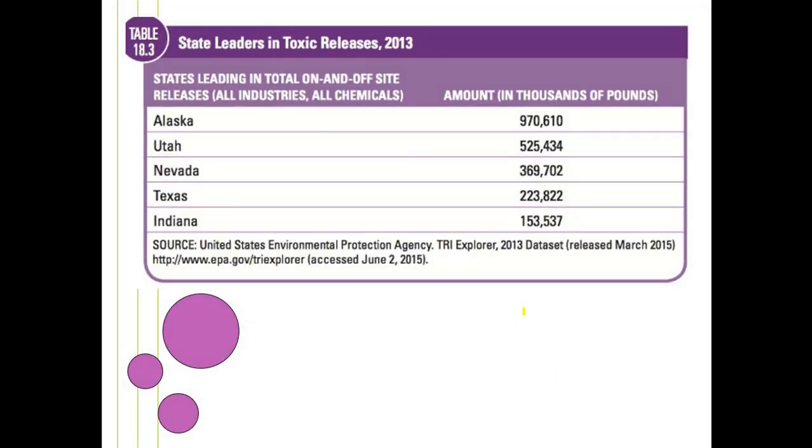As far as the biggest toxic releasers, we see here Alaska, Utah, Nevada, Texas at the top of the list there, as far as states leading in total on and off site release of all industries, all chemicals.